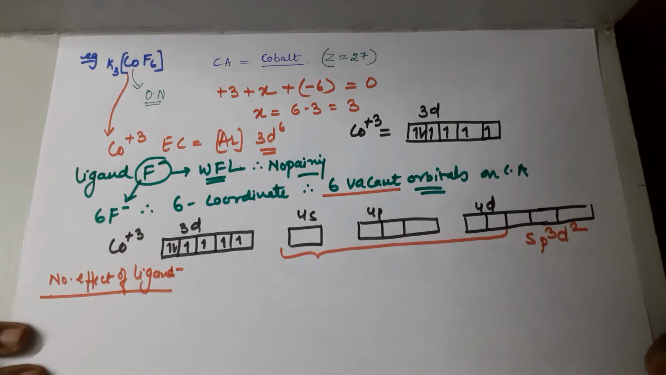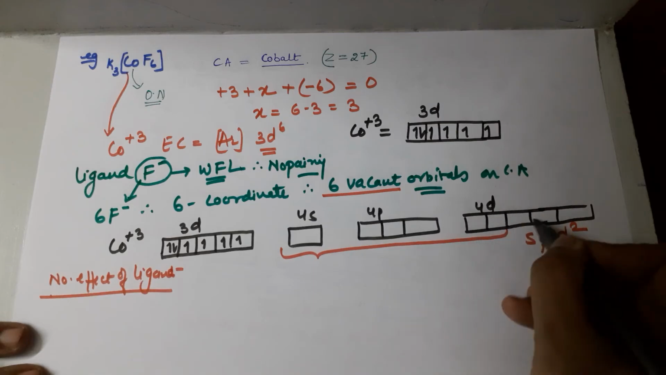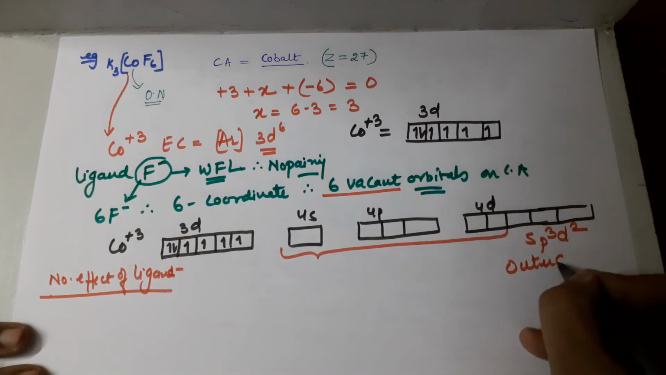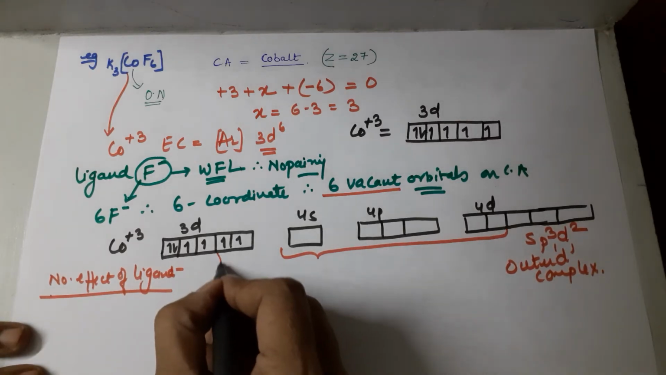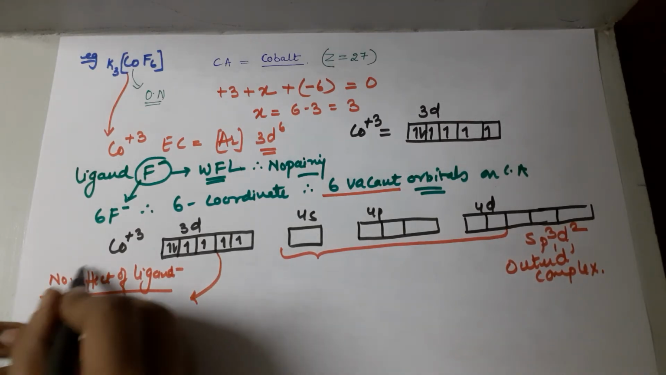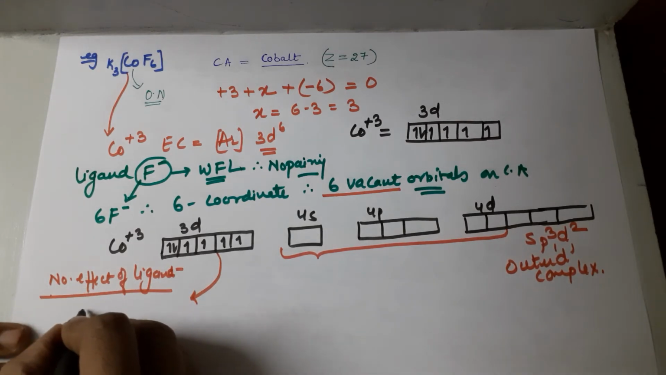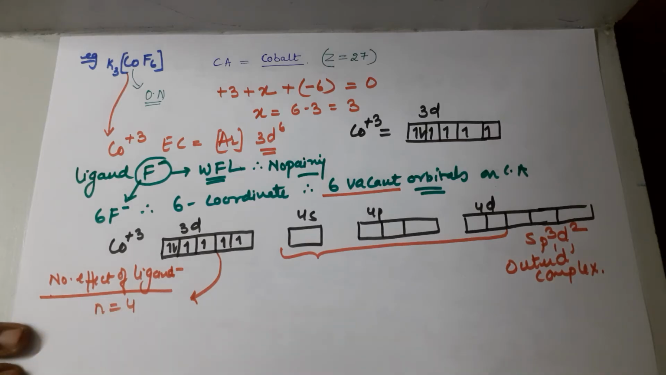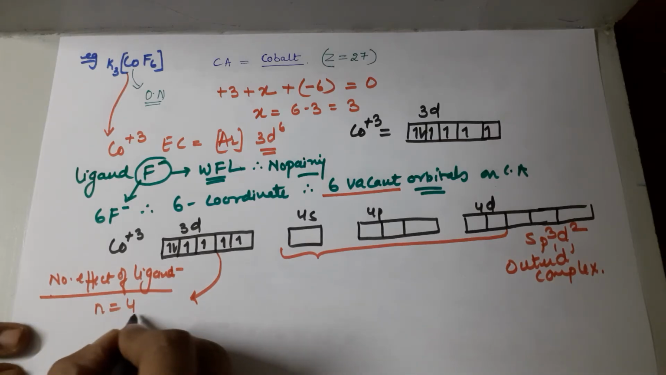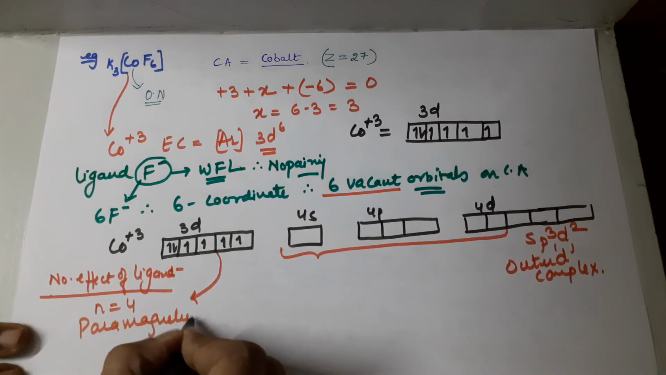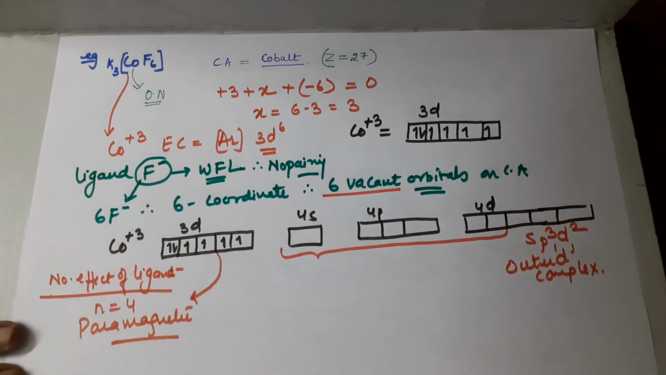Now, since this is sp3d2, do you understand you have used outer d orbitals? So, it is an outer d complex, number 1. On top of it, you have unpaired electrons. How many? Since there is no effect of the ligand, you have unpaired electrons, n is equal to 4. Since there are 4 unpaired electrons, it becomes paramagnetic. Fine.